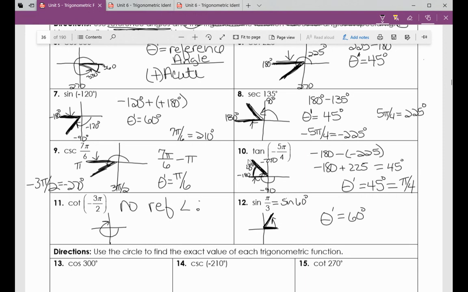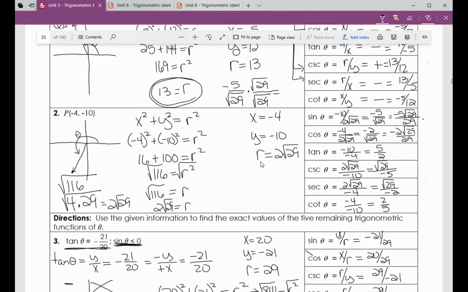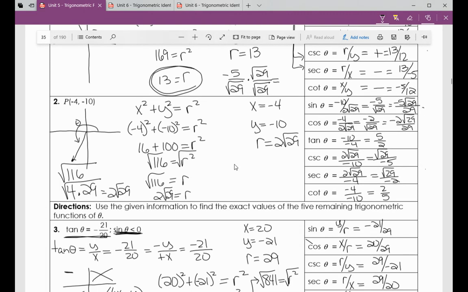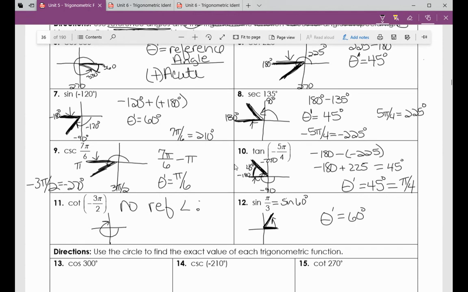All right, so we did two things. We had to come up with our radius when our point was not on our unit circle, and then we had to calculate reference angles. Any questions about either one of those? All right. Well, then I am done.